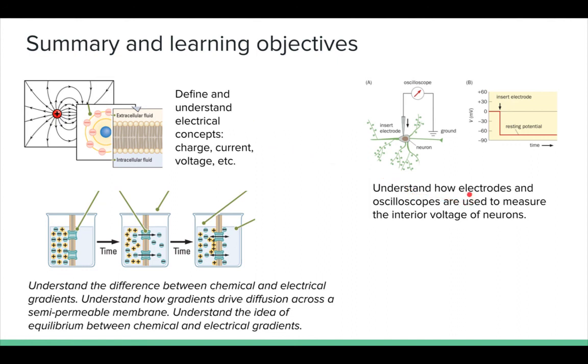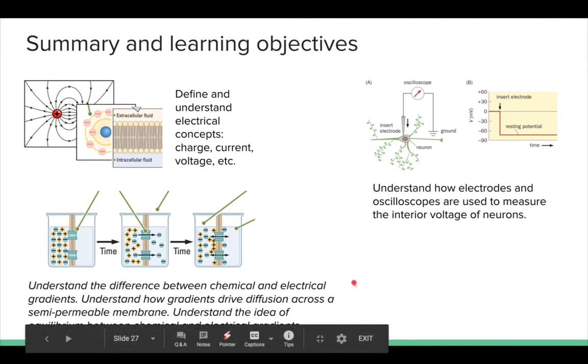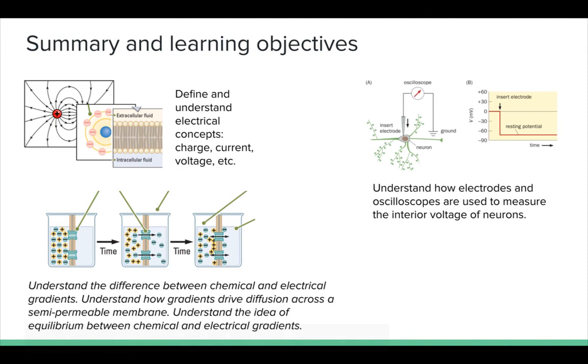You should understand how electrodes and oscilloscopes are used to measure the voltage inside of neurons. And finally, and this is the most important thing, you want to be able to understand the difference between chemical and electrical gradients. You want to understand how these gradients drive diffusion through a semi-permeable membrane, and understand the idea of equilibrium between these gradients. So once you feel like you've got those firmly in your mind, you're going to be able to get the resting potential and later the action potential.